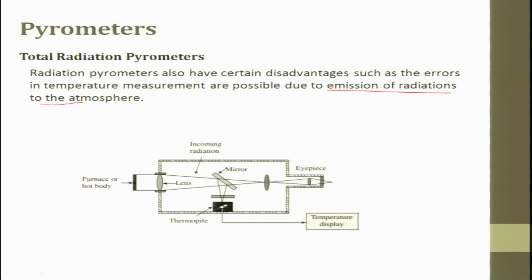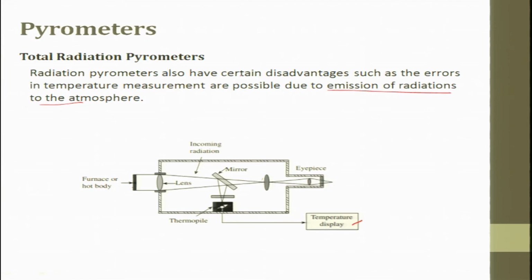For example, this is a furnace or a hot body, and the infrared lens is there. Then it goes to a mirror, then it is taken to a thermopile, then you have a mirror and a lens, and it goes to the eyepiece and you start locating it. The incoming radiation, by focusing the lens on the body, you try to get in the eyepiece and you try to measure the temperature displacement.